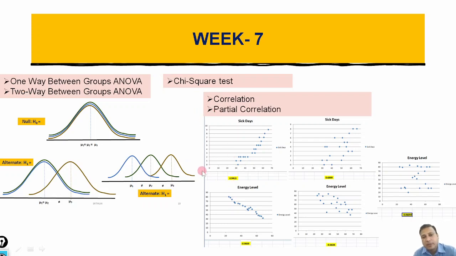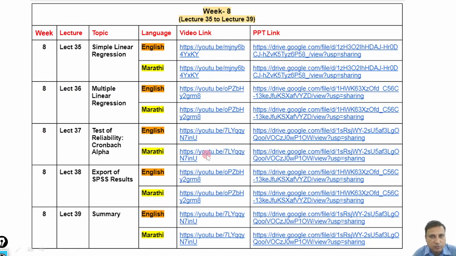Then we moved to the last week, week number 8 of this certificate course, and in week 8 we started with the simple linear regression equation. In this lecture we tried to understand first what regression is, what the dependent variable and independent variable are, and how to construct the model. All that part we discussed in this lecture. Then in the next lecture we made you familiar with the multiple linear regression equation, and then we shifted to the test of reliability.